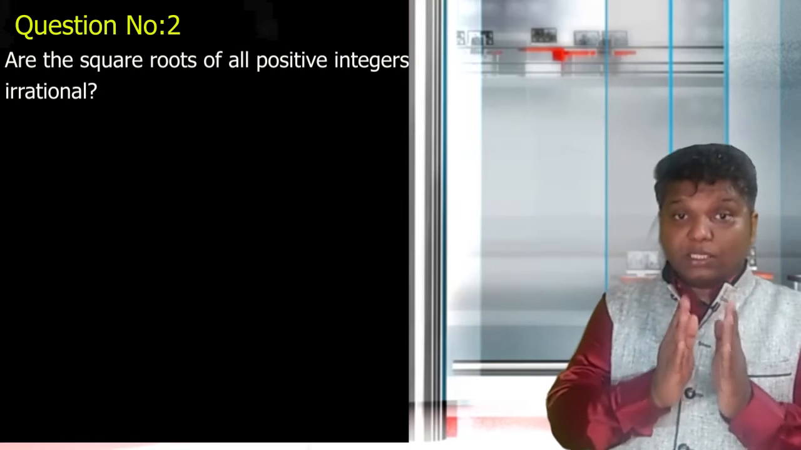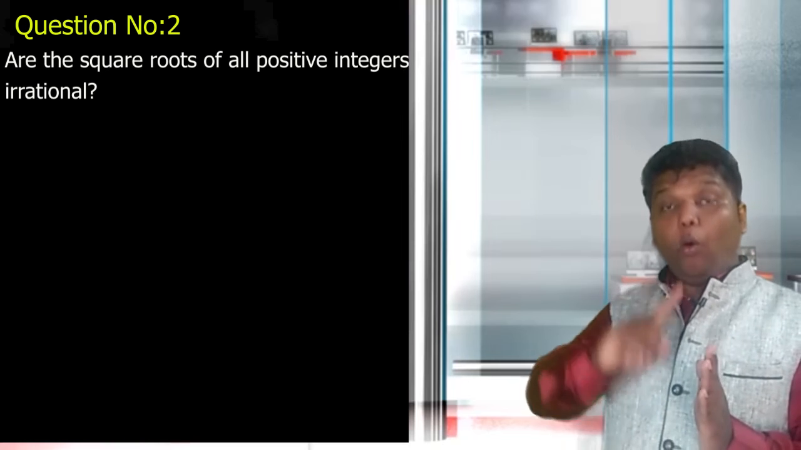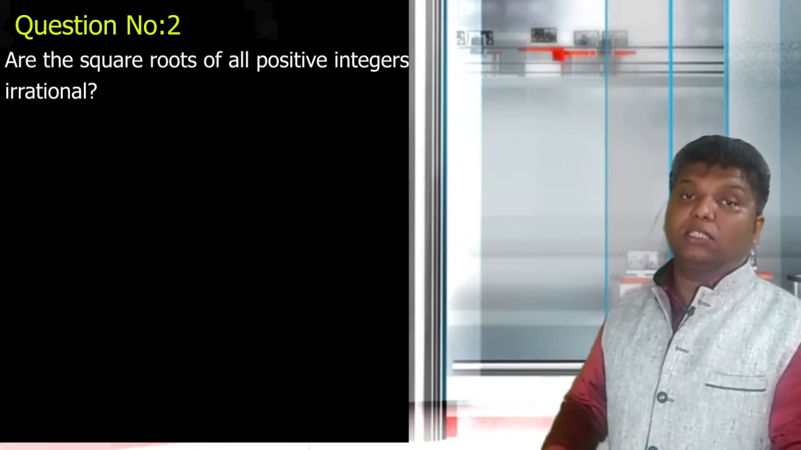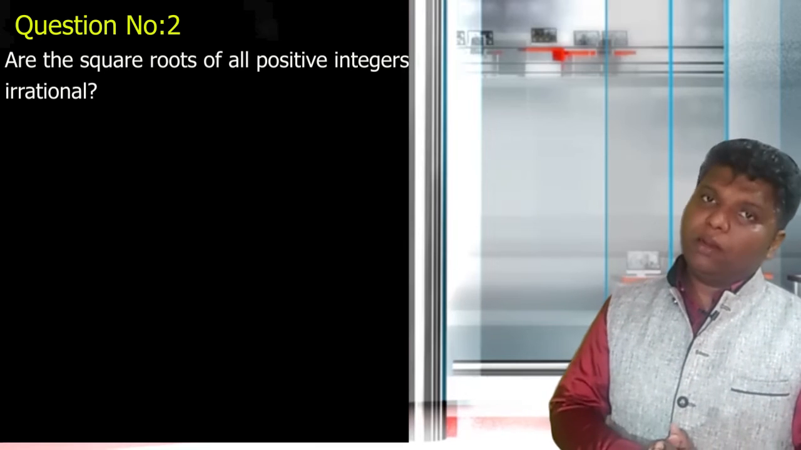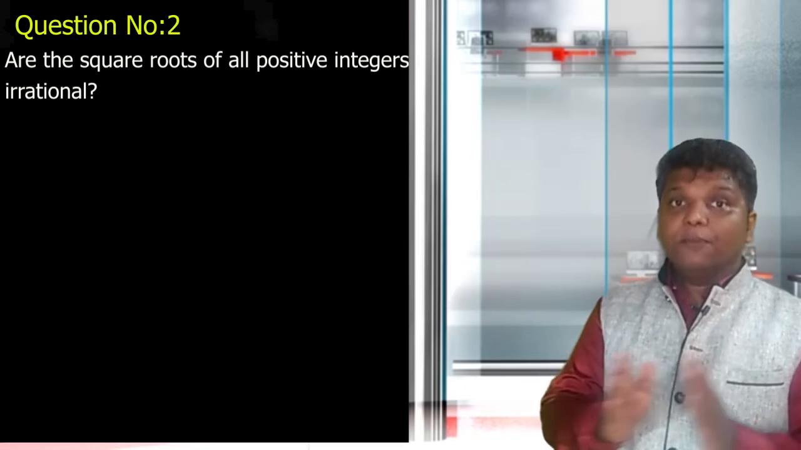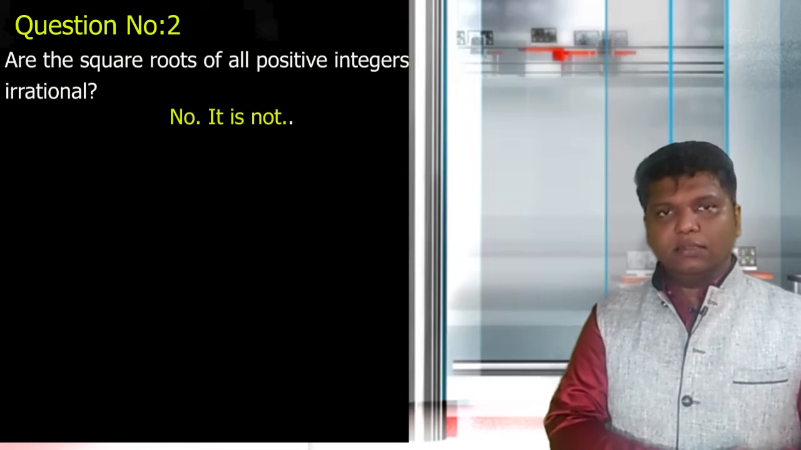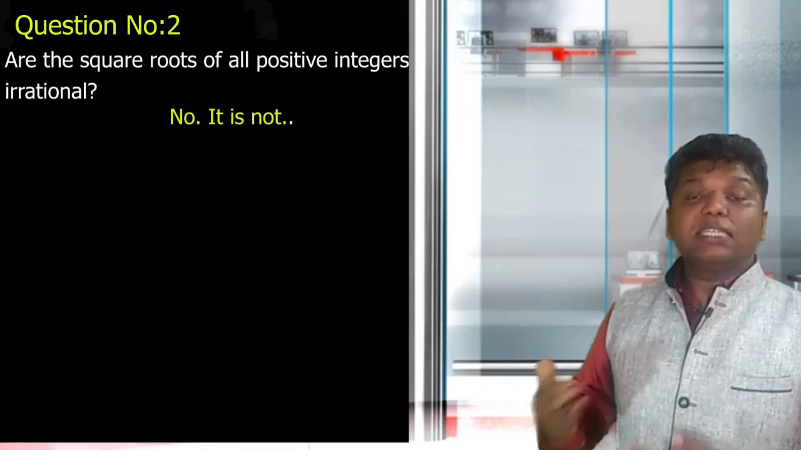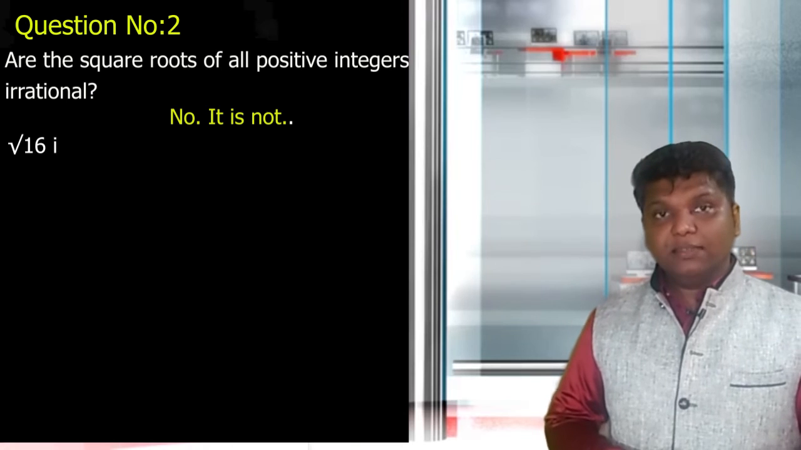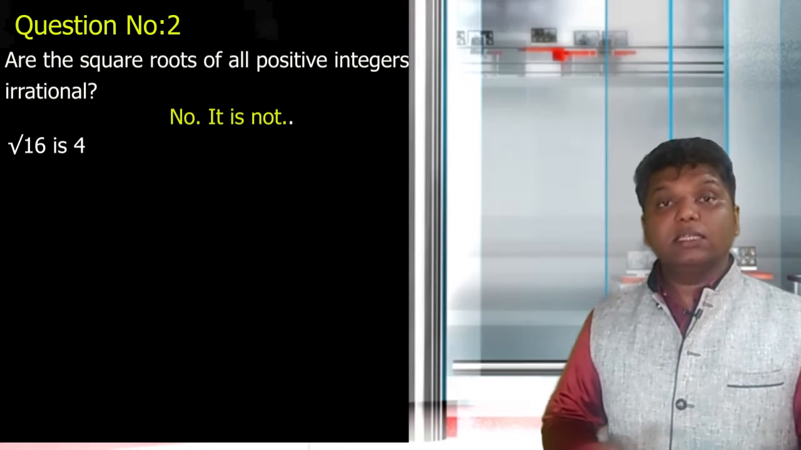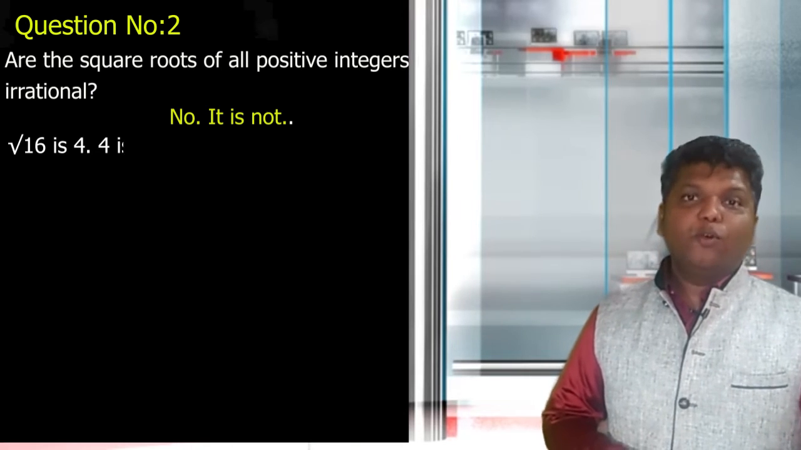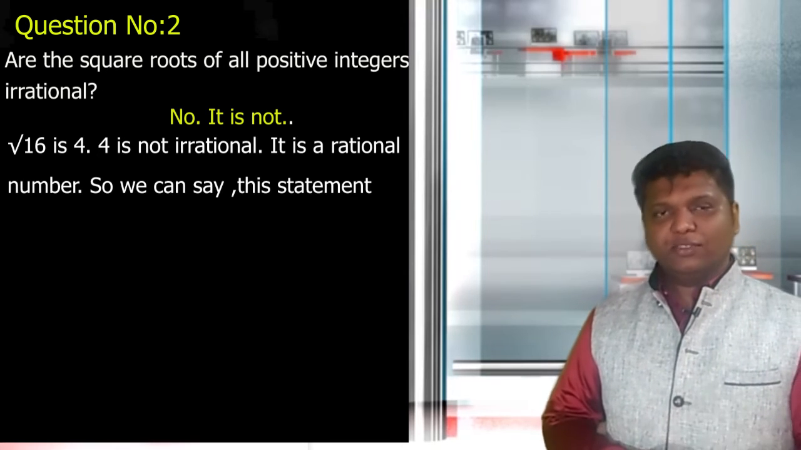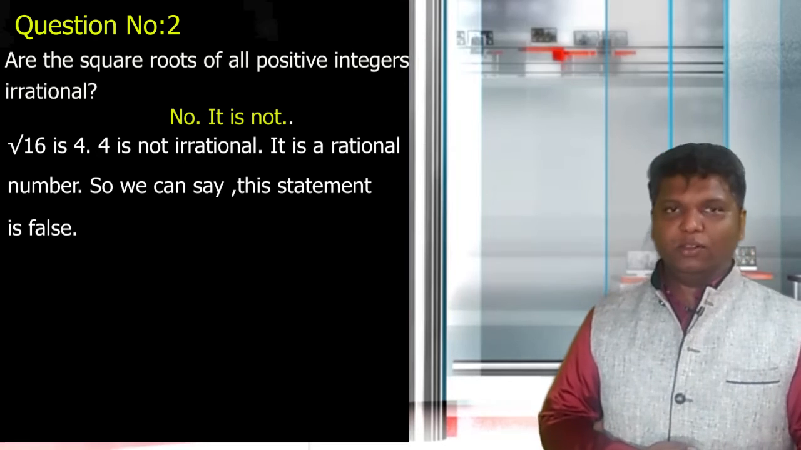And now our question is, are the square roots of all positive integers, whatever positive integers you are taking, irrational? No, it isn't. How can we prove? Just take one, root 16. The square root of 16 is 4, right? 4 is not irrational. 4 is a rational number. So we can say it's false. This statement is also false.